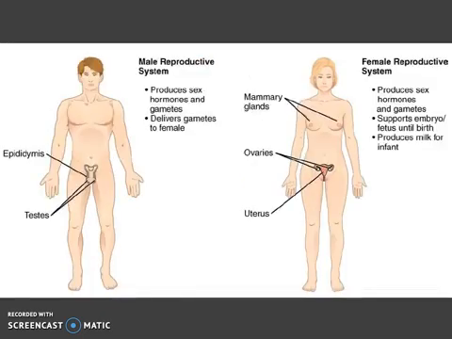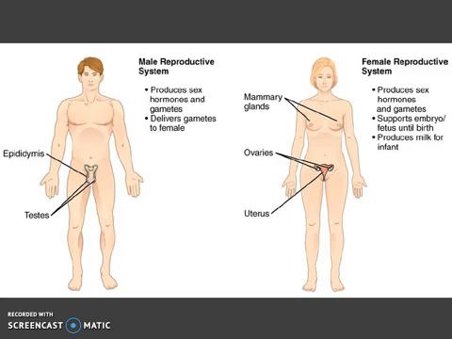Now, the reproductive system can be divided into male and female structures, and you'll notice that some of these structures were also listed in the endocrine system, and that's because the testes and the ovaries produce hormones that are involved in reproduction. So in males, the reproductive system is responsible for producing sex hormones like testosterone and gametes, which are sperm. The penis also delivers gametes to the female during sexual intercourse.